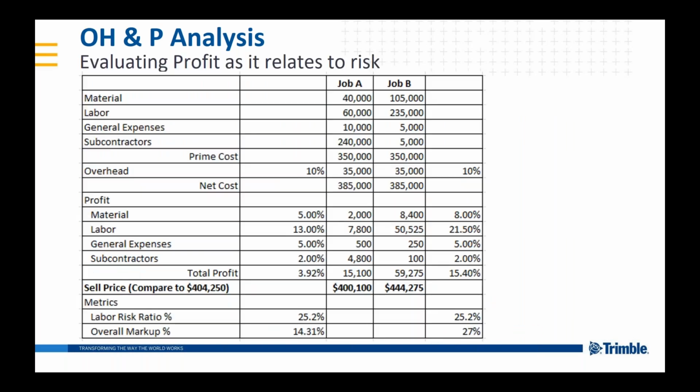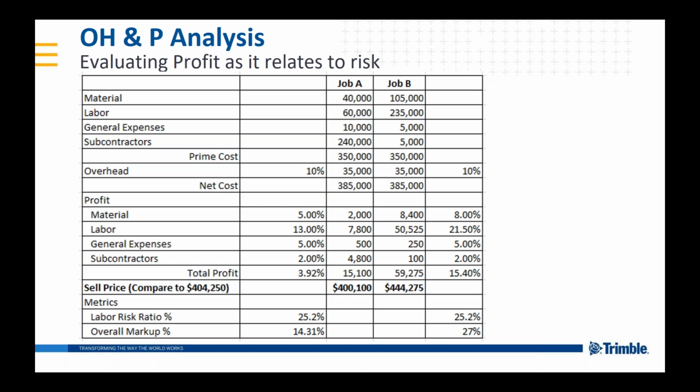Okay, so let's look at it where we would use the concept of evaluating our risk as it relates to the material, the labor, the general expenses, and the subcontractors, and apply the profit associated with that risk individually. So again, we have job A and B with those same costs as we just talked about before, with the prime totaling $350,000 on both of them. Our overhead, I'm putting 10% on both of those jobs because our accounting department has done an assessment of what it takes to keep the lights on for all year and has told us that our overhead is 10%.